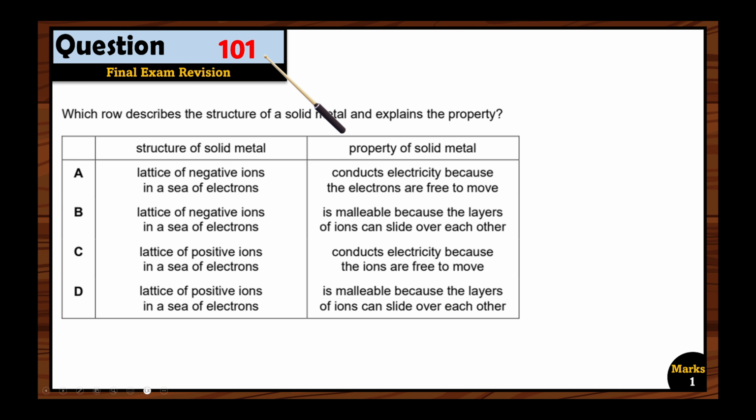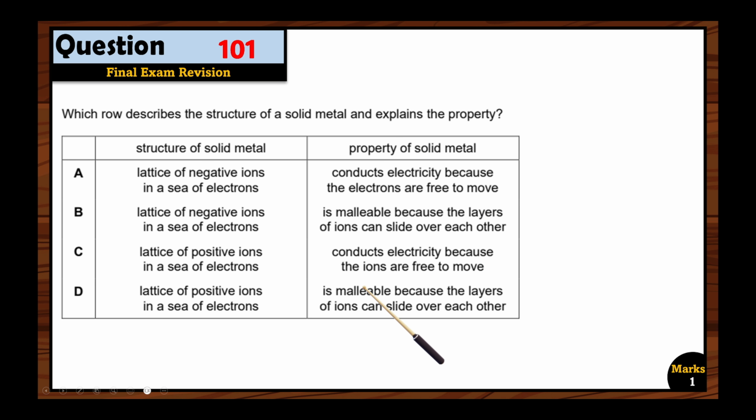Which row describes the structure of a solid metal and explains the property? Structure of solid metal: lattice of negative ions in a sea of electrons. Wrong. Metals are actually positive ions, right? So yes, here we have positive ions: lattice of positive ions in a sea of electrons. So C or D option can be right. Now let's see the property of solid metal. When they have positive ions in a sea of electrons, what will happen?